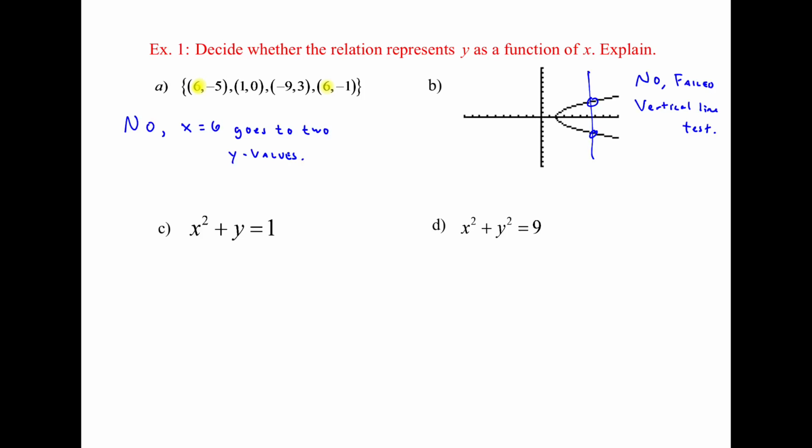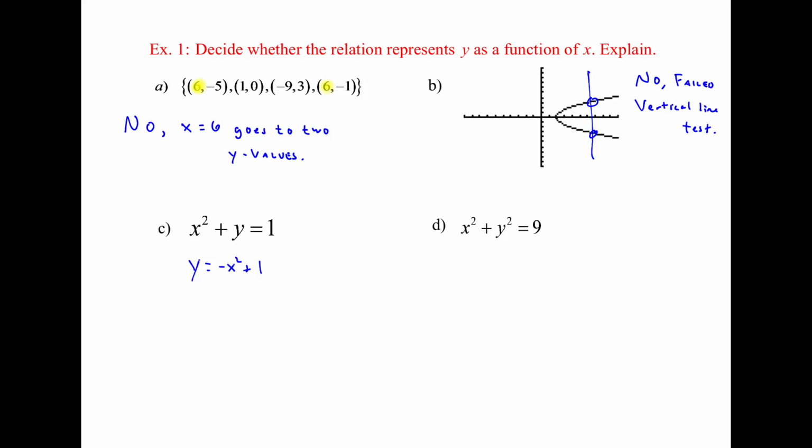And there you go. Example C, x squared plus y equals 1. You might know what this looks like as a graph, but if you don't, remember what I said. You can just solve for the y value. So we get y equals -x squared plus 1. And when you think about that, y is equal to -x squared plus 1. You guys should know that's a quadratic.